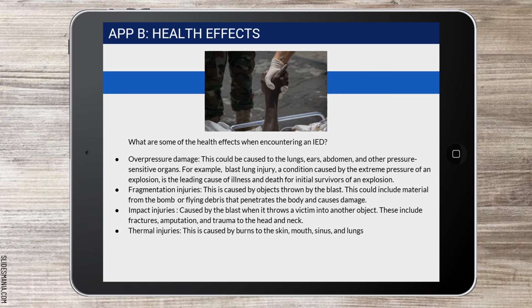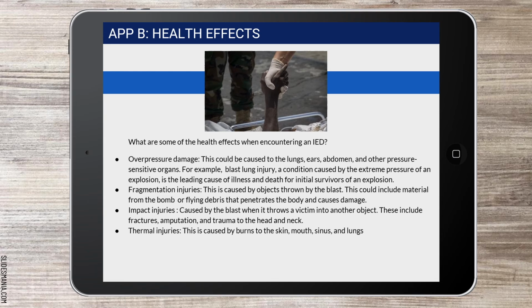Alright guys, now let's go into some of the health effects when encountering an IED. First and foremost, we have overpressure damage. This is caused to the lungs, the ears, the abdomen, and other pressure-sensitive organs. For example, there's blast lung injury, which is caused by the extreme pressure of an explosion. And unfortunately, this is the leading cause of illnesses and death for initial survivors of an explosion.